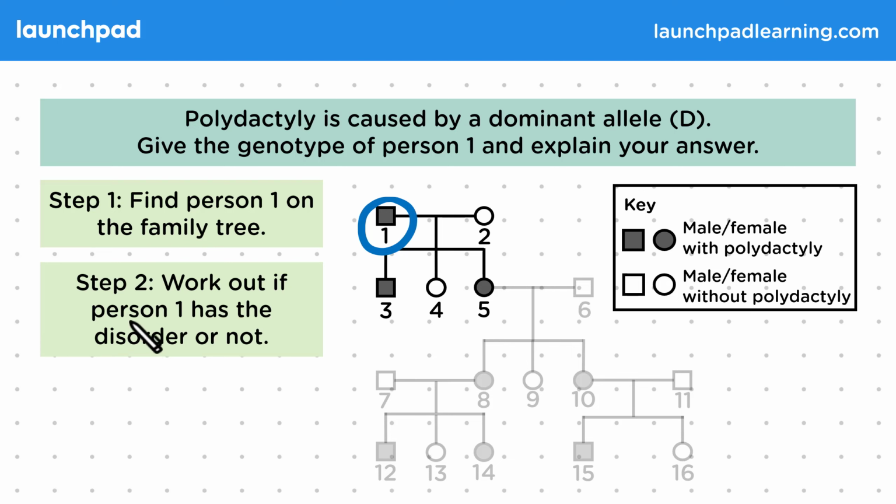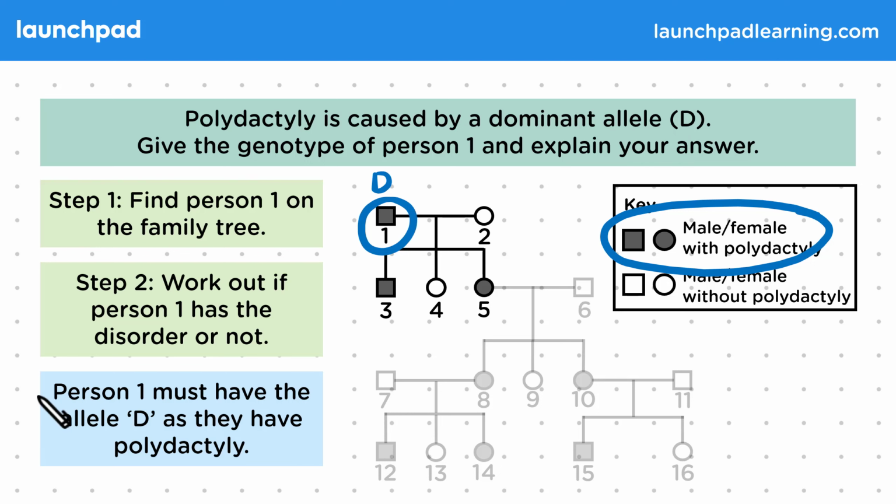Step 2. Work out if person 1 has the disorder or not. We can do this by having a look at the key. So 1 is a square that's been filled in. We know that a square is a male, and in the key, if it's filled in, it means they have polydactyly. Polydactyly is caused by this dominant allele D, so person 1 must have that allele. Person 1 must have the allele D as they have polydactyly.